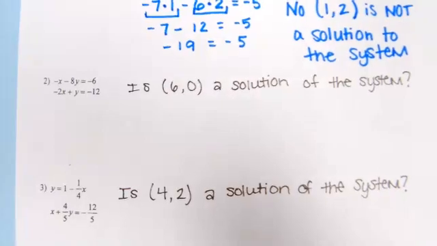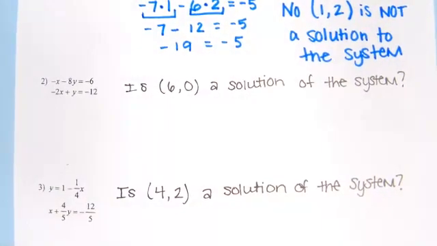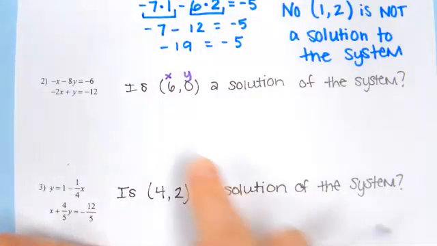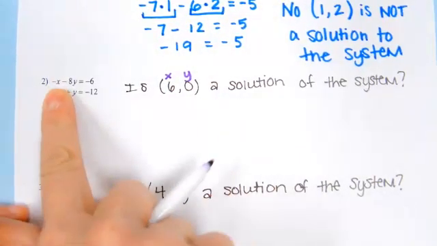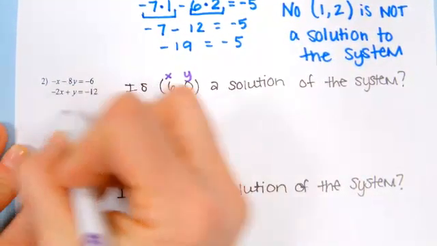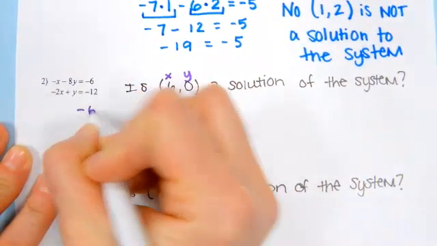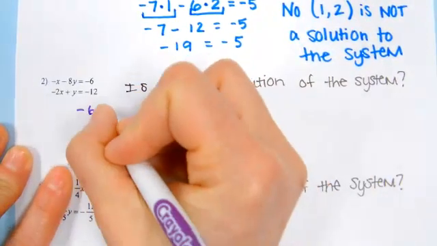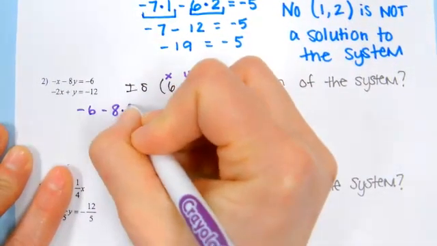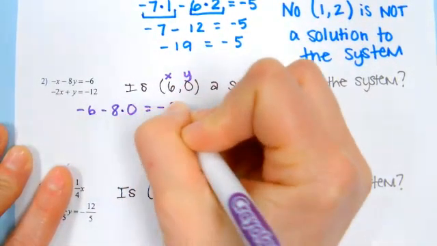All right, so what we have to do is the same exact thing. We're going to remember that x is 6 and y is 0 here. That's the order. And we're going to substitute it in for x and y in the first equation. All right, so it says negative x. So I'm going to replace that with negative 6, because that's my x value, minus 8, and then instead of y, we have to use 0. So times 0 equals negative 6.